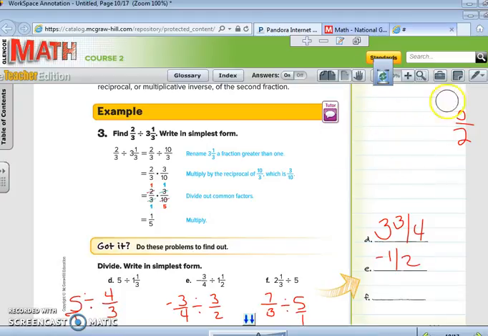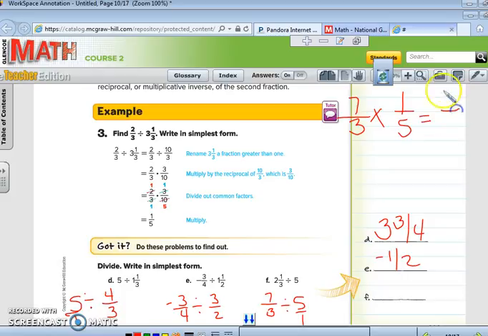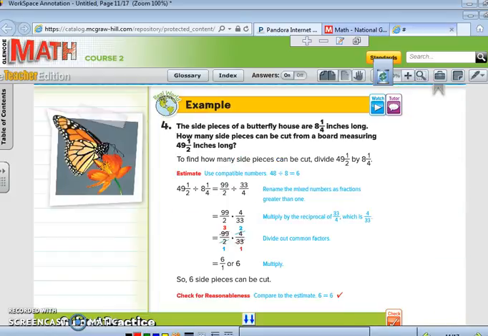And then the last one, letter F, keep, change, flip. It's 7 over 15, which cannot be simplified. Okay. And finally, go ahead and let's look at example 4. It says the side pieces of a butterfly house are 8 1/4 inches long. How many side pieces can be cut from a board measuring 49 1/2 inches long?